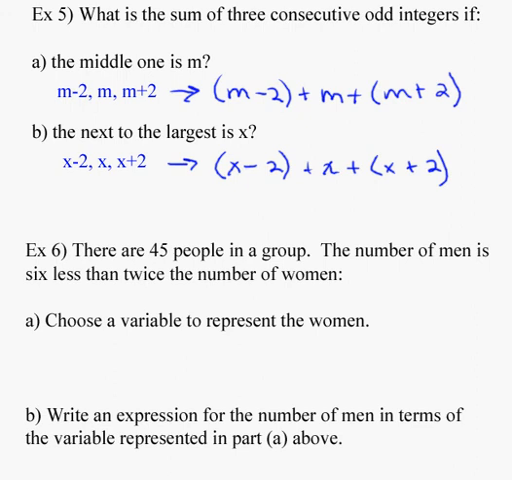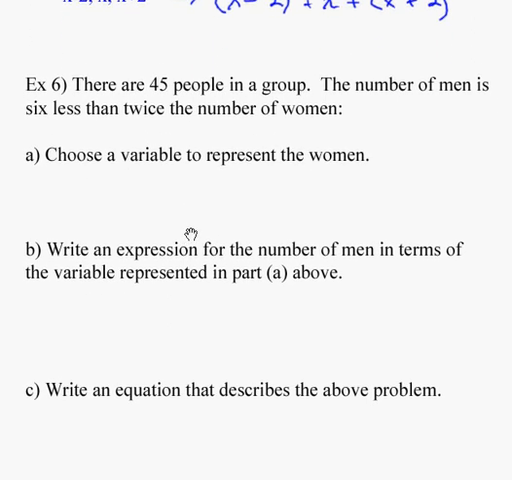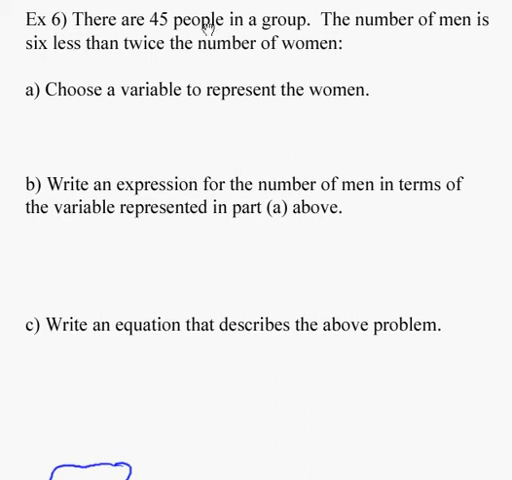All right, we're going to leave our consecutive numbers for a moment, and we're going to talk about comparing people in a group. 45 people in a group. Number of men is 6 less than twice the number of women. So first step in the process is to choose a variable to represent the women. How about w? W represents the women in this problem.